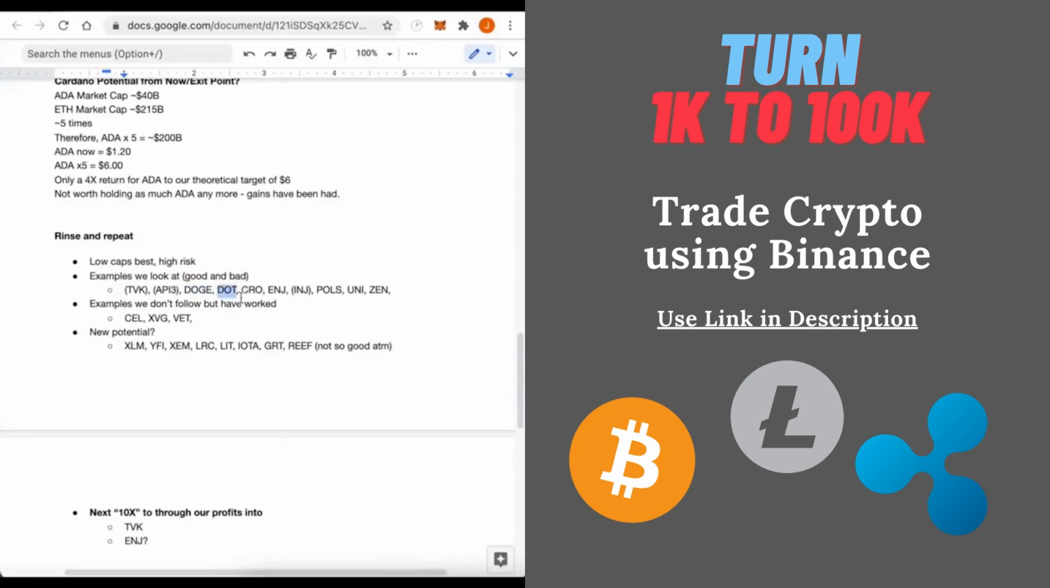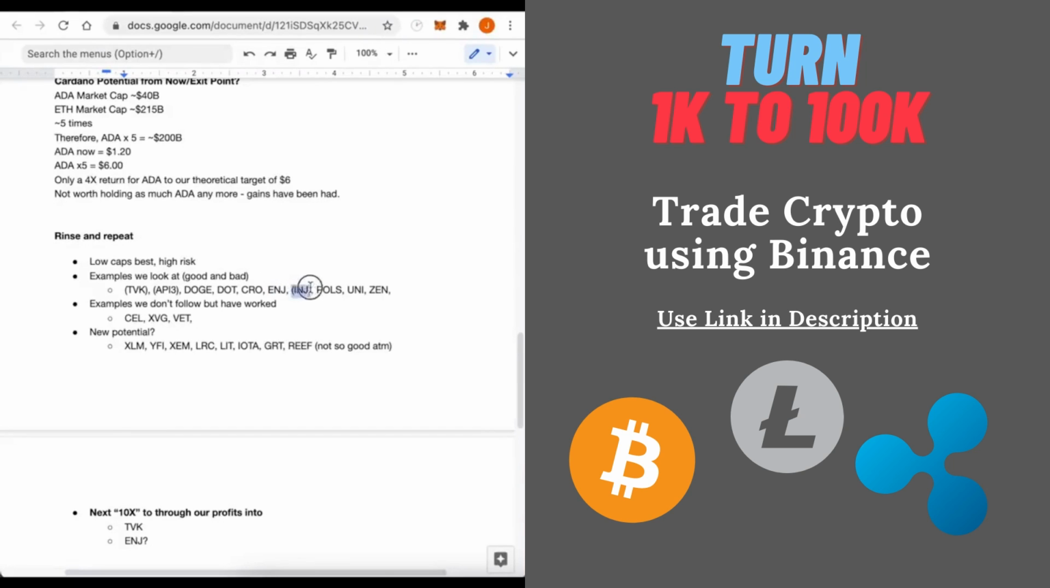DOT has done a 10x. CRO, I think, still has a 10x potential in it. Engine. We've talked about this a few weeks ago when the Japanese news first came out, and it's shot up a hell of a lot since then. I think almost a 10x at this point since that news. However, can it do it again? Maybe, but it might need some rest time. So I'm just going through these knowing what I know about the charts and the markets themselves.